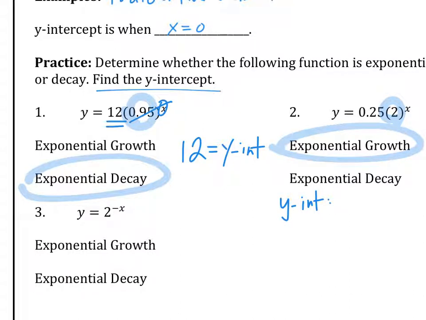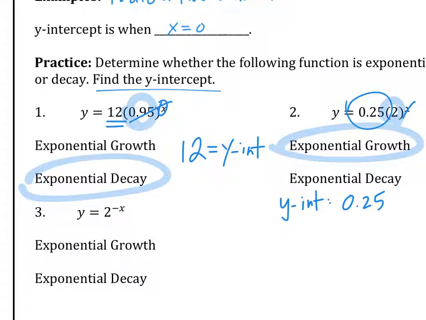Uh, 1 over 2. Not 1 over 2. Y-intercept is when x is 0. A 1. Maybe Samantha can help. Did you get the y-intercept? Yeah, 0.25. So basically, it's the number next to it, which is just the a.